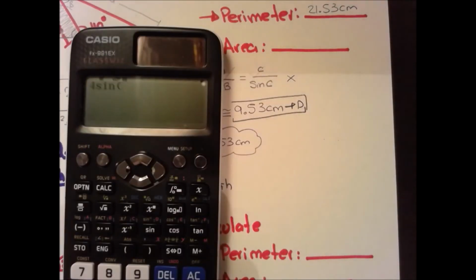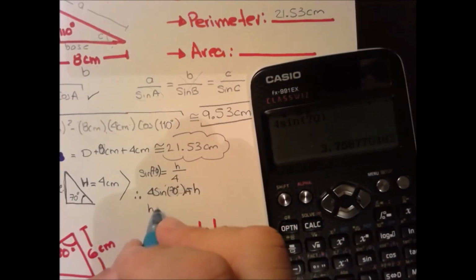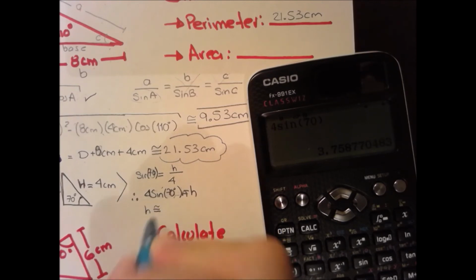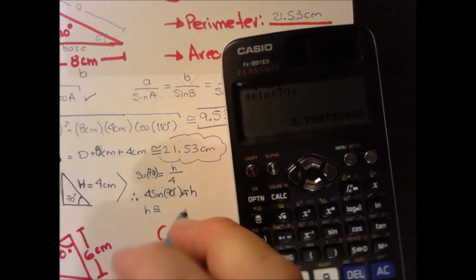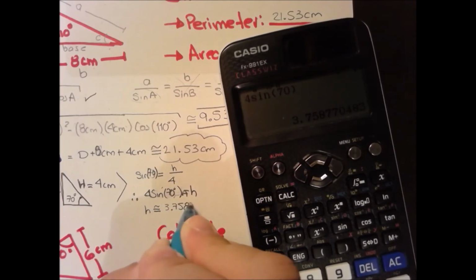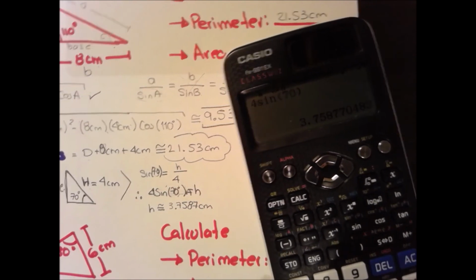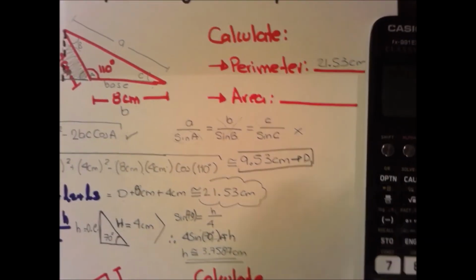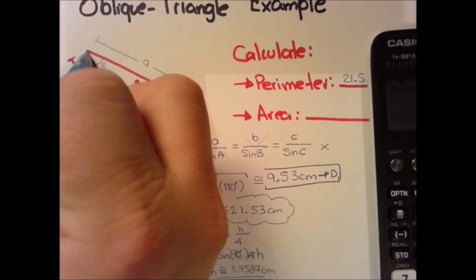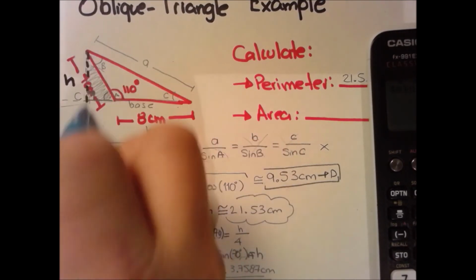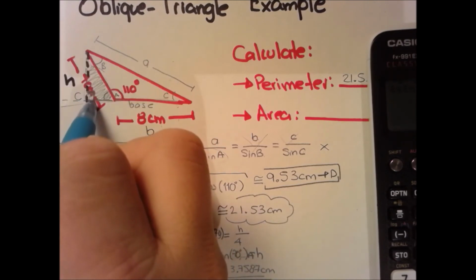4 sine of 70 is approximately equal to 3.7587 centimeters. So this is the height of the triangle, the distance from the top of the triangle to the base, along a perpendicular line at 90 degrees to the base.